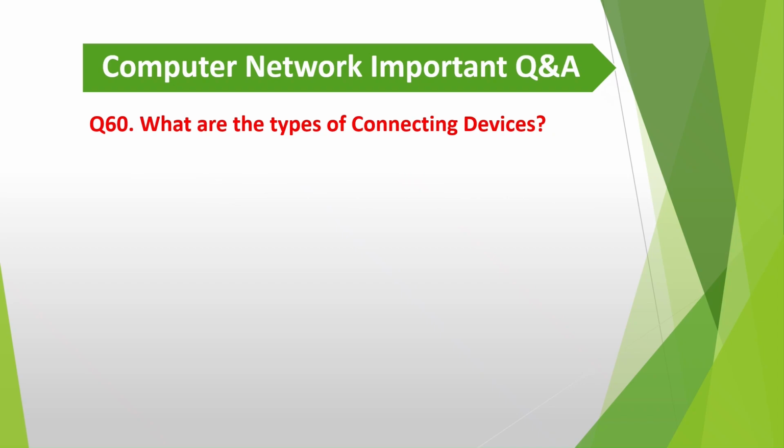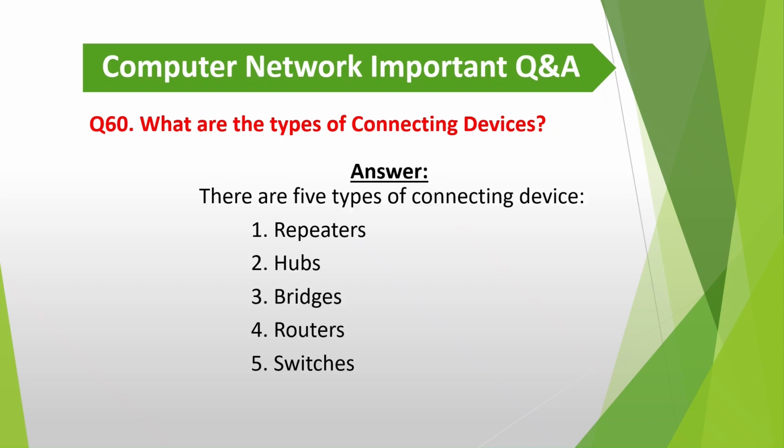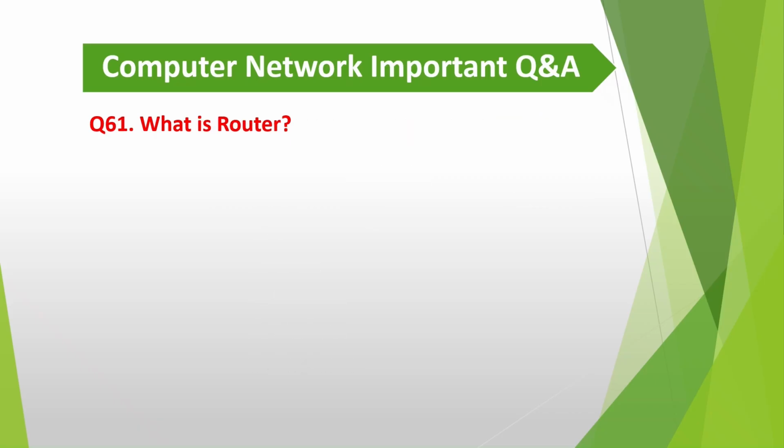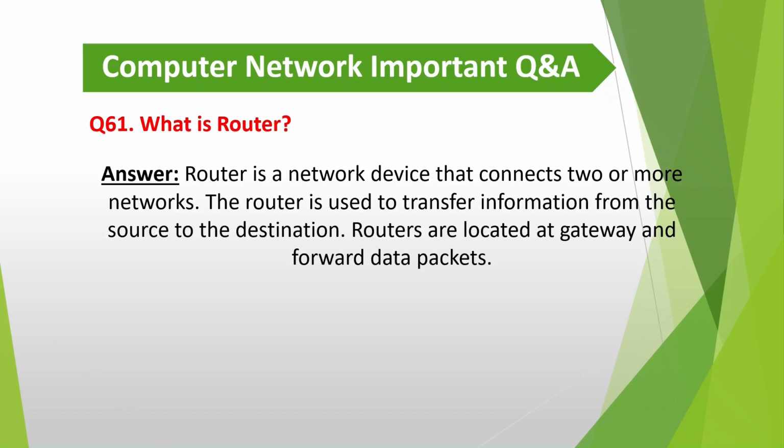Question 60. What are the types of connecting devices? Answer. There are 5 types of connecting device. 1. Repeaters. 2. Hubs. 3. Bridges. 4. Routers. 5. Switches. Question 61. What is router? Answer. Router is a network device that connects 2 or more networks. The router is used to transfer information from the source to the destination. Routers are located at gateway and forward data packets.